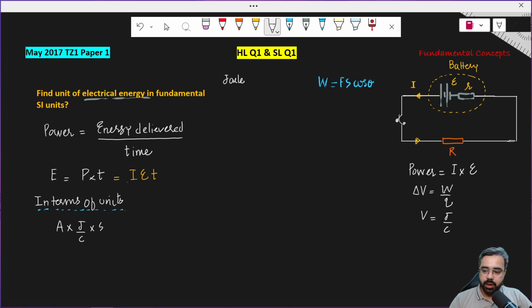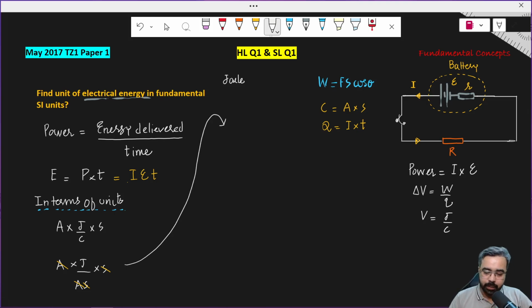Now the coulomb is a derived quantity, okay? And the coulomb is equal to ampere second, because the charge is equal to the current multiplied by the time taken. So the coulomb can be written as ampere second, multiplied by the second. So this is cancelled out, and now we are just left with joule, which I already told you is the unit of energy, but it's good that we have seen it from another equation.